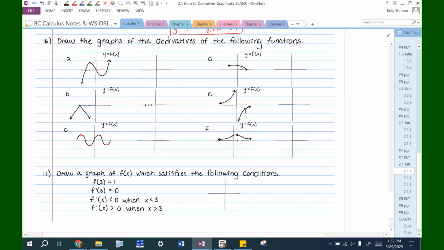Number 16, draw the graphs of the derivatives of the following functions. So let's just go in order here. So here's a 0 and here's a 0. So let's try to translate that to their correct location. Positive, positive, positive. So positives until we get down here. Negative, negative, negative, negative. So dip into the negatives. Positive, positive, positive.